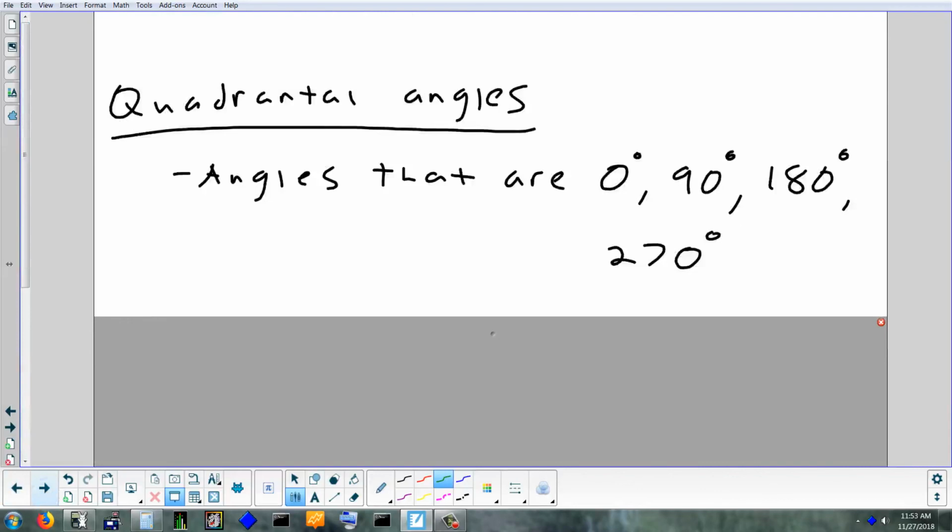All right, so the quadrantal angles, those are the 0, 90, 180, 270. Those are your 4 special angles. They're special because all the coordinates have either a 0, a 1, or a negative 1.